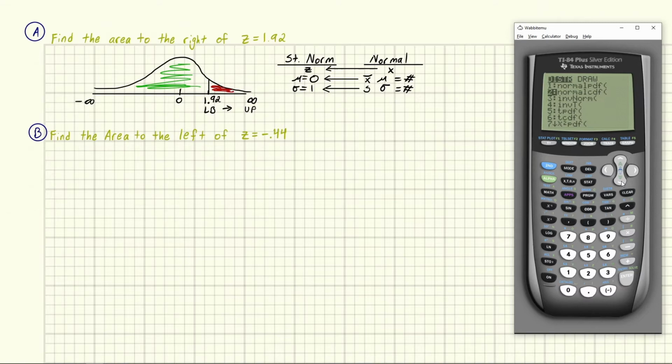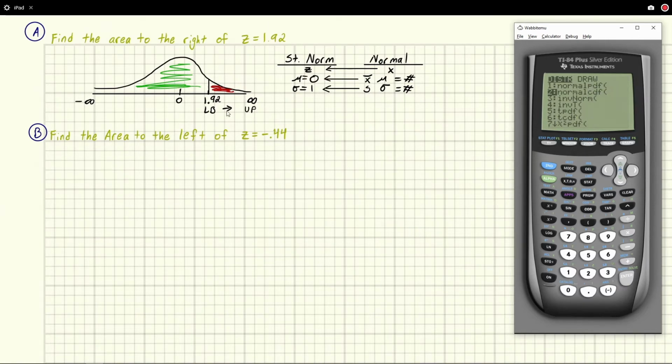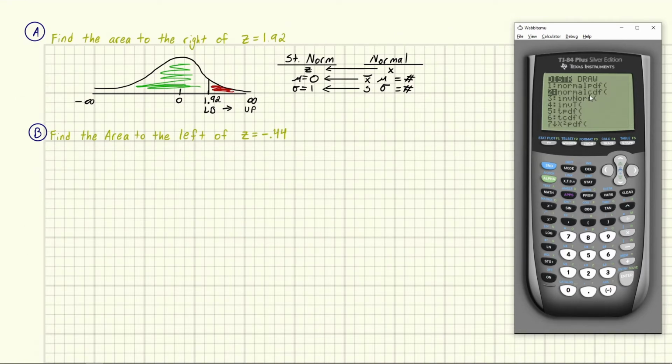Now we want number 2. You can just hit 2 or you could come down to 2 and hit enter. But we want the normal cumulative density function. You might be wondering, why don't we pick PDF, this top one? PDF will only find like one spot, but we want all of the spots bigger than 1.92. We want everything to the right of 1.92. We want all of them, so we want to accumulate them. Hence we use the cumulative density function, the CDF. Now you don't usually mention this in class, but that's why we pick CDF.